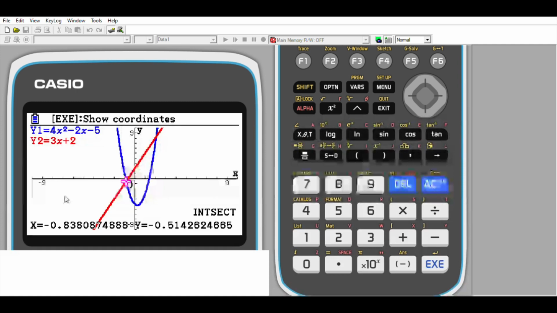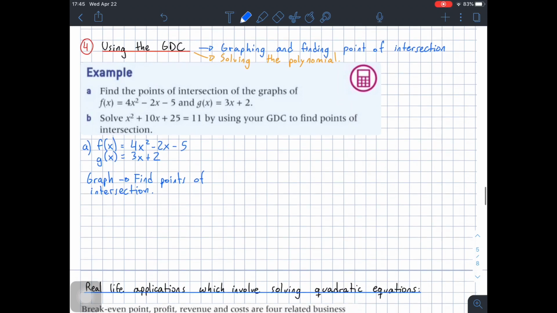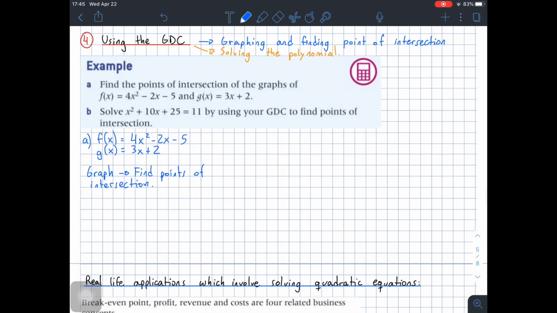So if we go back to the electronic assignment now, I'm going to write the steps: graph and find points of intersection, basically. So you see that this is a very quick and easy way to solve quadratic equations.